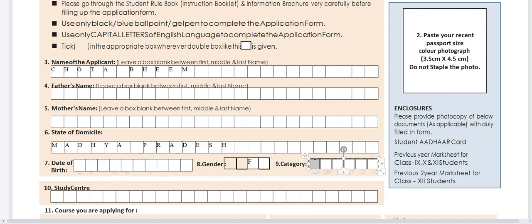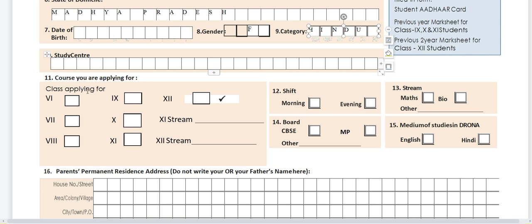Now when it comes to the category, if you belong to any caste group, let's say you are Hindu, so just write H, then I, then N, then D, and then U. So this is our ninth point. When coming to the study center, just write Ratlam here, RATLAM. Okay, then when we come to the course for which you are applying, let's say if you are in class 6, just take the point that you belong to class 6th or 7th, 8th, whatever you are in.